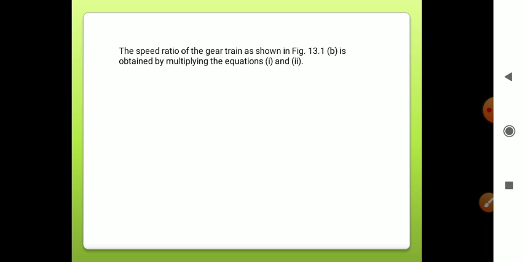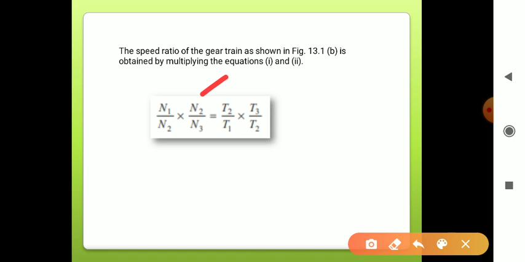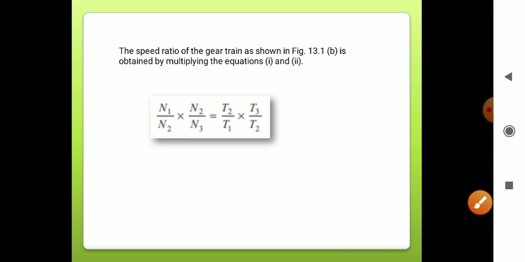Okay, so we are going to multiply equations 1 and 2. What we get here is N1 divided by N2 into N2 divided by N3 is equal to T2 divided by T1 into T3 divided by T2. Now, the common terms: N2 is here and here, and T2 is here and here, so N2 cancels and T2 cancels. What remains is N1 divided by N3 is equal to T3 divided by T1.